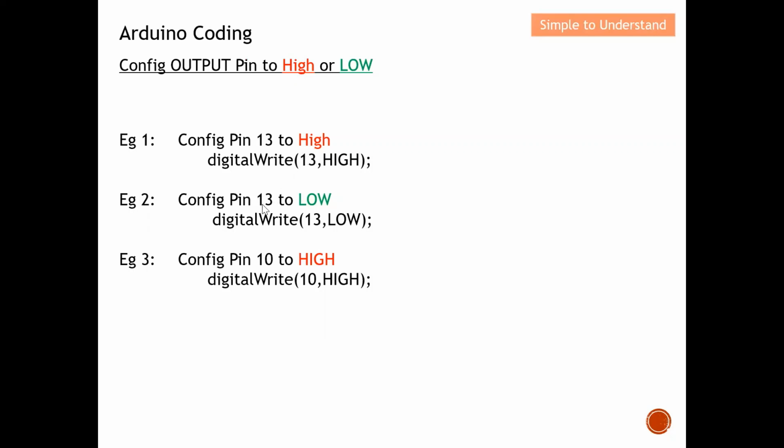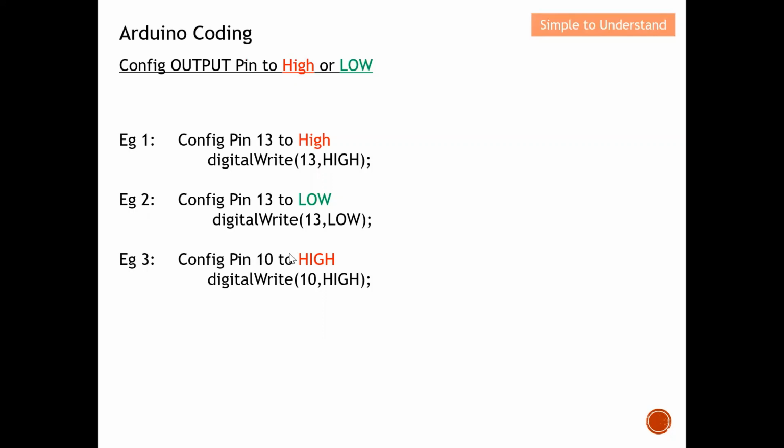Next, if I want to set pin 13 to low, for example for programming number 2, we turn off the LED. So how can we turn off the LED? Simply we put a low at pin 13. This is how we write the source code: digital write 13 low, which means that low will be placed at pin 13, and therefore the LED will be off.